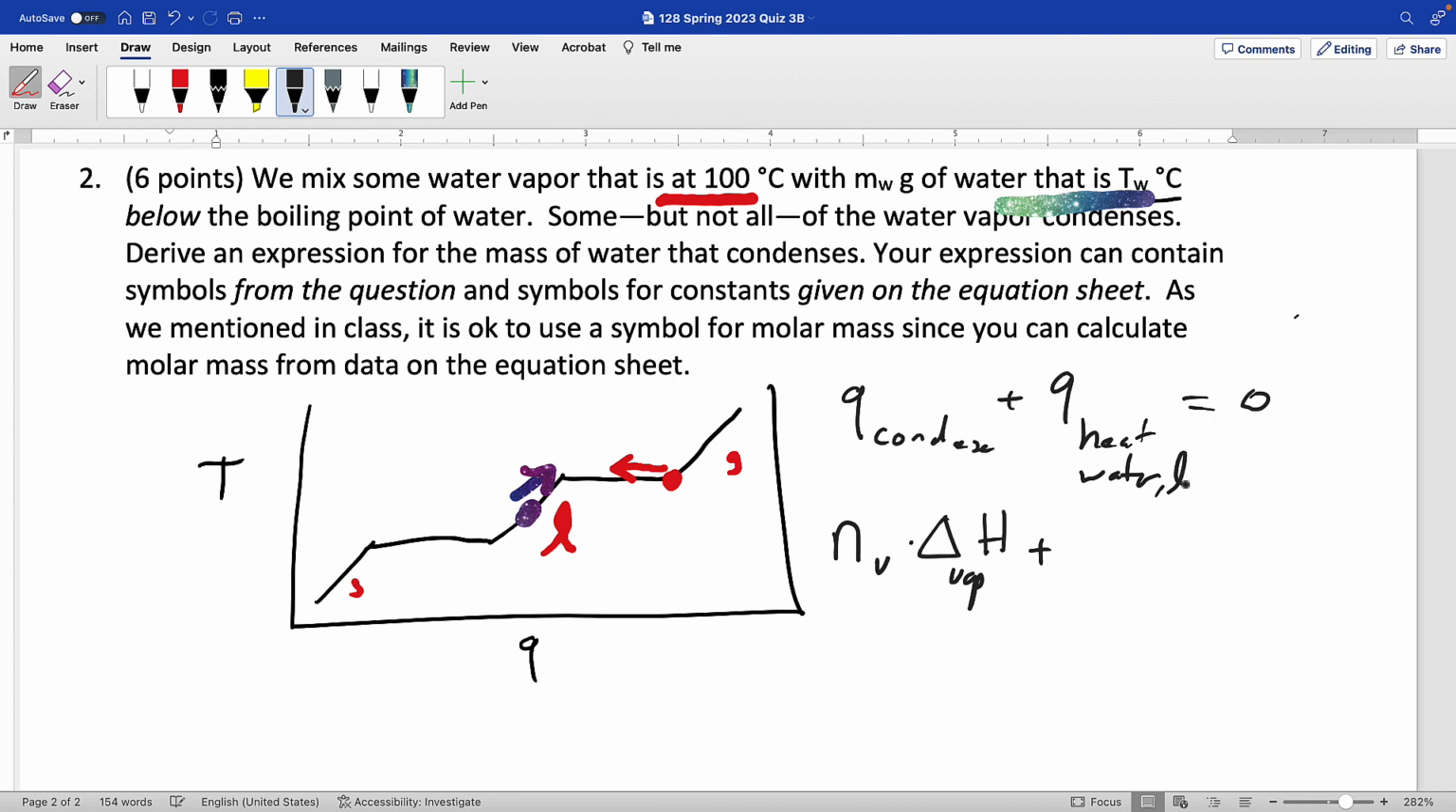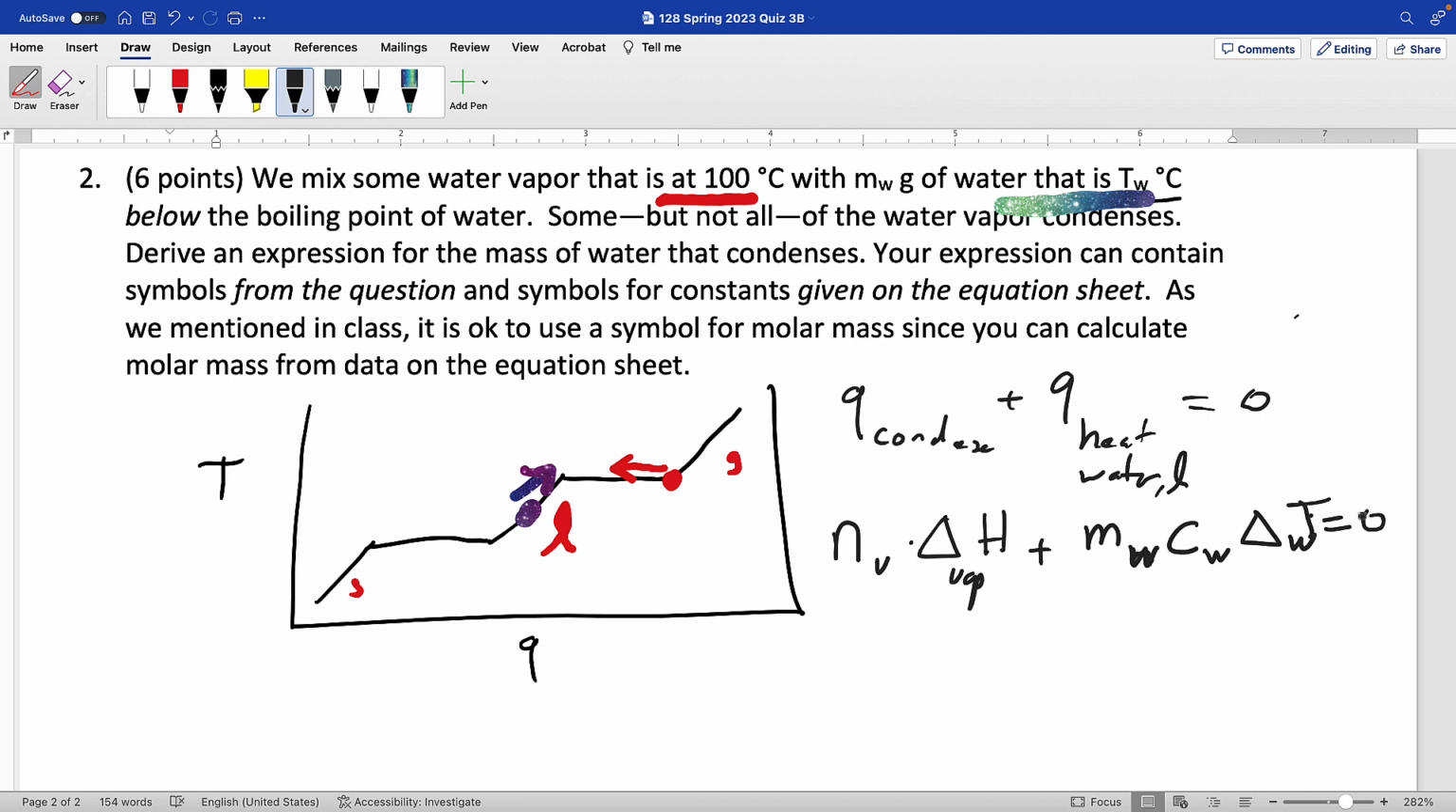All right, what about the heating up the water? Well, that's going to be an MCΔT because we're actually changing temperature for that purple arrow. So it's going to be the mass of the water, it's supposed to be a W, not an M, the specific heat of the water, and delta T for the water. So the change in temperature for the water.